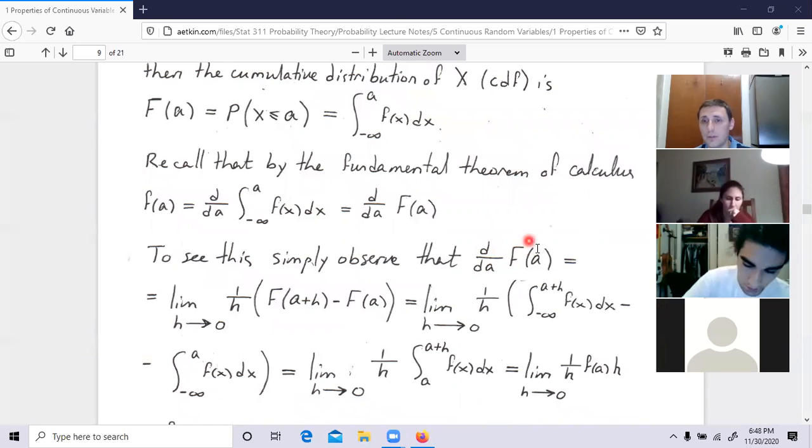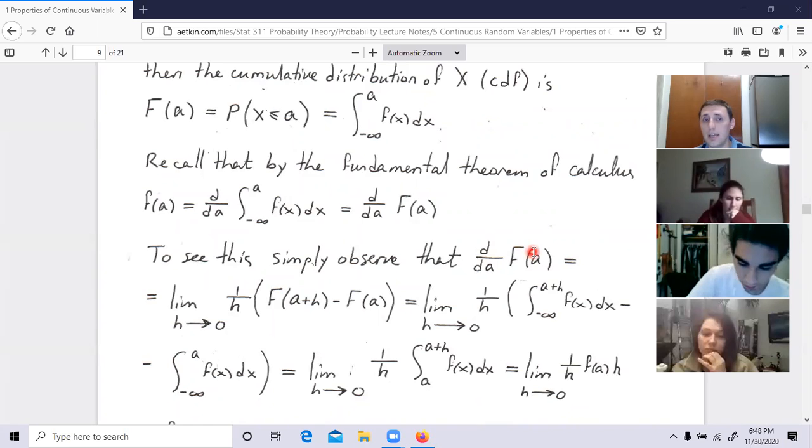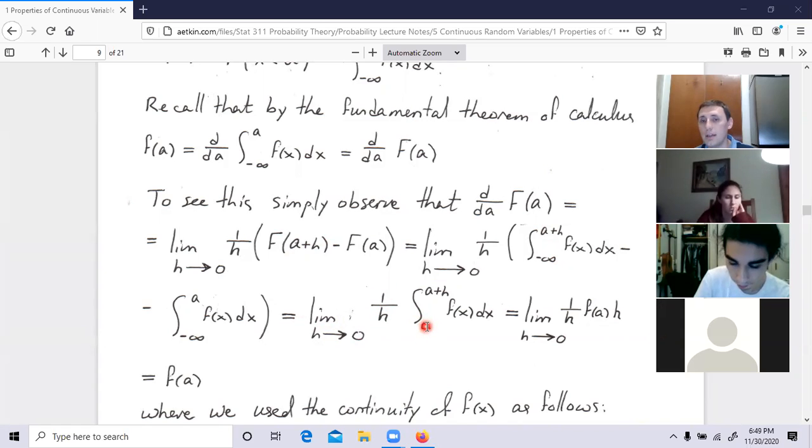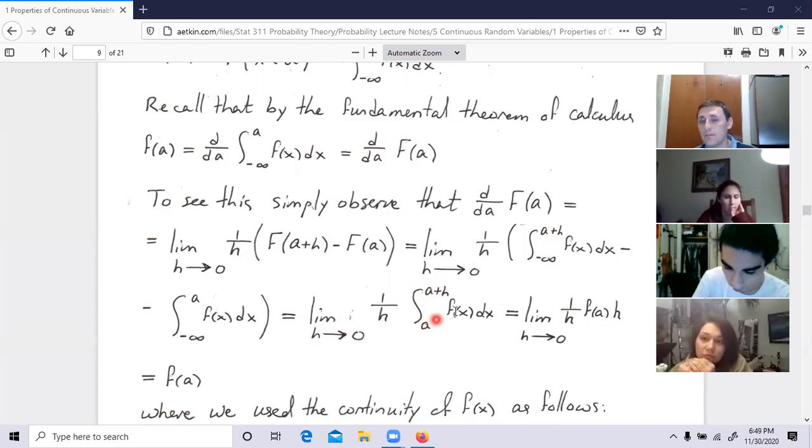The derivative of capital F at a is by definition the limit as h goes to 0 of 1 over h times F(a+h) minus F(a). And F(a+h) minus F(a) is just the integral from -infinity to a+h minus the integral from -infinity to a. When I simplify, the area from -infinity to a just cancels out from both integrals, and I just have the limit as h goes to 0 of 1 over h times the integral from a to a+h of f(x) dx.